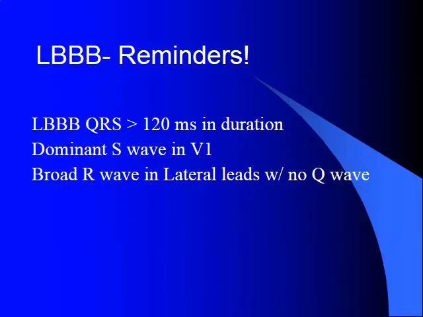Identifying left bundle branch block, we've talked about this before. We'll have a QRS greater than 120 milliseconds in duration. We have a dominant S wave in V1. We have a broad R wave in the lateral leads, and there should not be any Q waves.